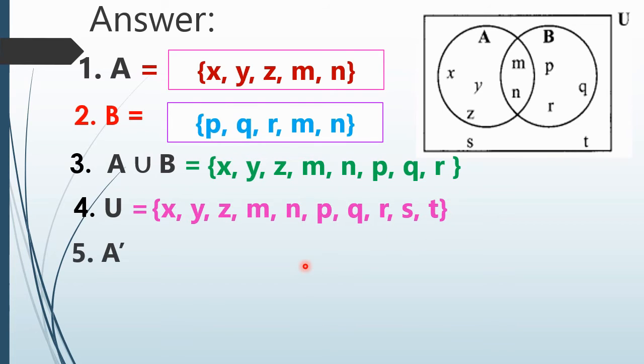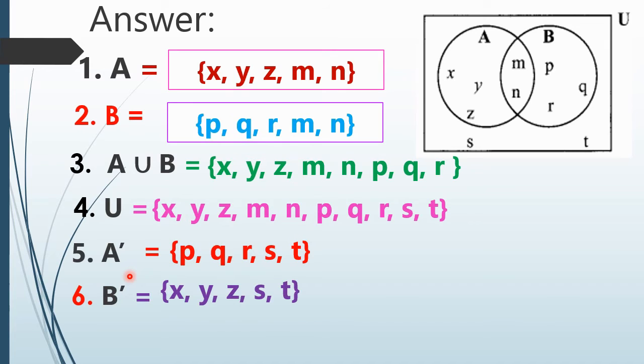Next, A dash is equal to, so those elements not present in A, that we will write here. So that is P, Q, R, S, T. So that is our A dash. Question C, B dash we have to write. So B dash is equal to X, Y, Z, S, T in curly brackets.